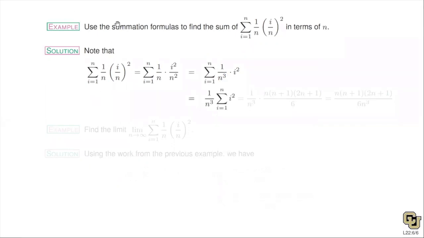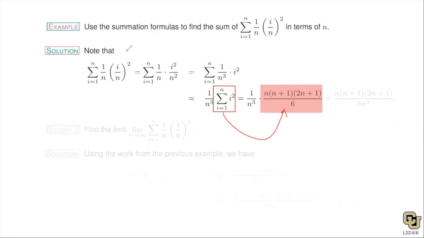Now, all that remains to be done is for me to get rid of this sigma I squared using the formula. And I'm given the formula. I'm given that the formula for sigma I squared, I going from 1 to n, equals n times n plus 1 times 2n plus 1 divided by 6. So I use the shortcut formula, get rid of the sigma notation.